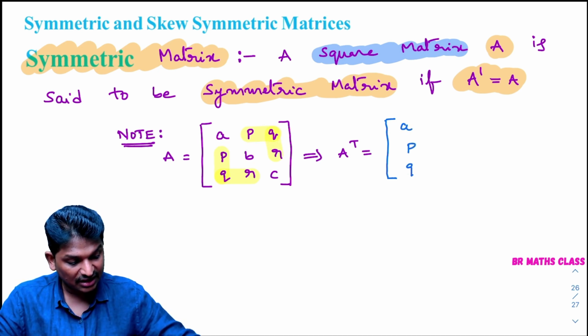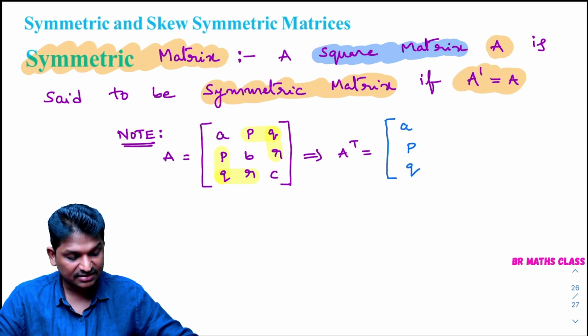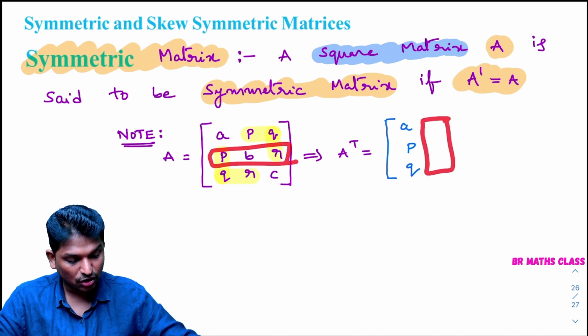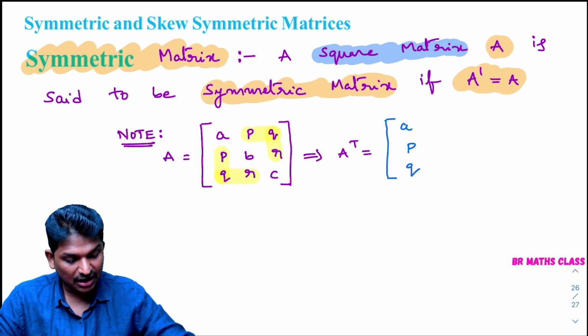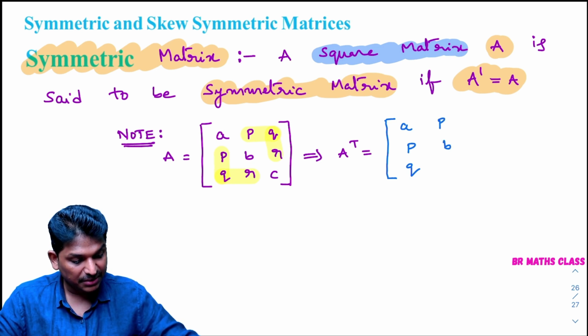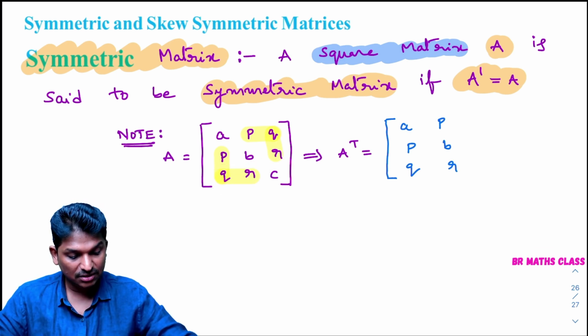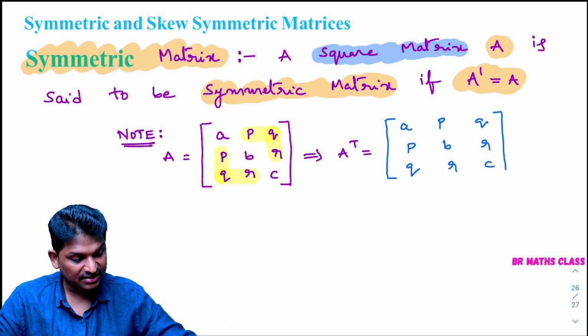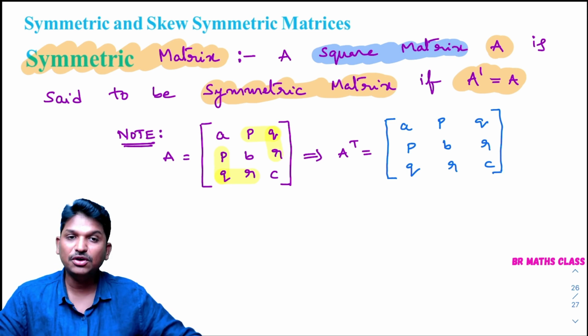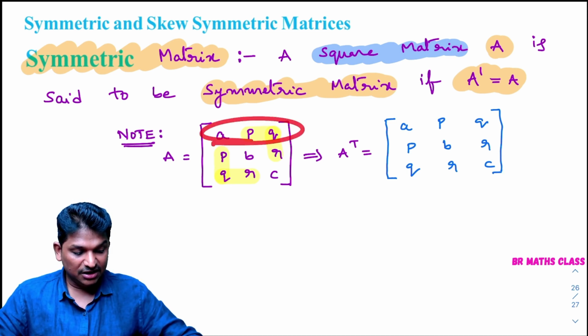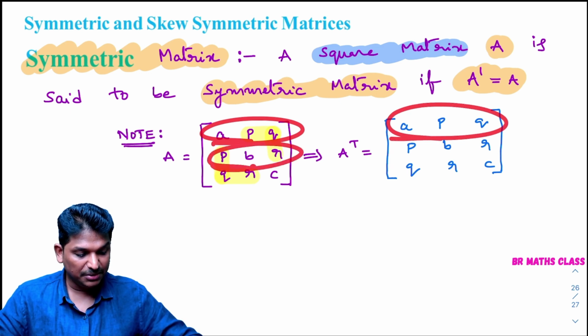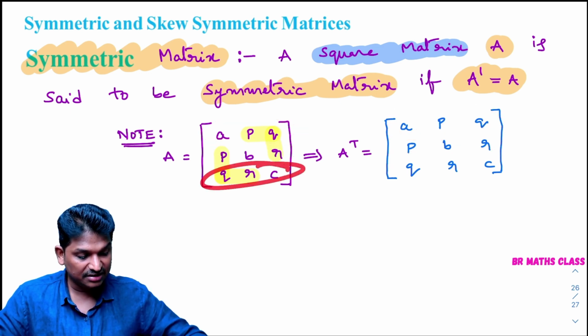What you will get? A, P, Q. What I did, I taken this first row A, P, Q, written it as a first column. Now I will take second row, you write it as a second column. What is this? P, B, R. Now you observe this third row, you write it as a third column: Q, R, C. Third row we written it as a third column. You can observe here A P Q, P B R, Q R C.